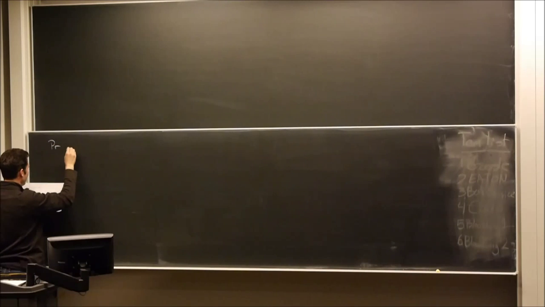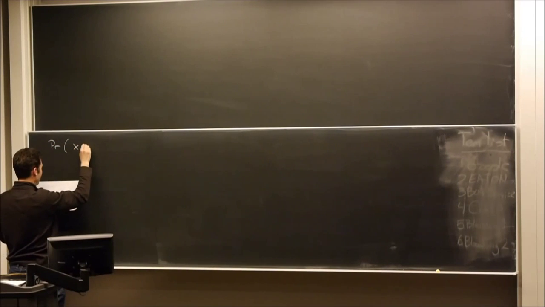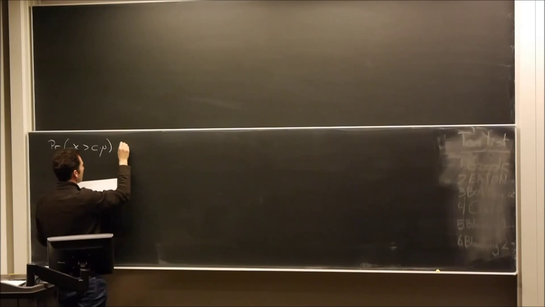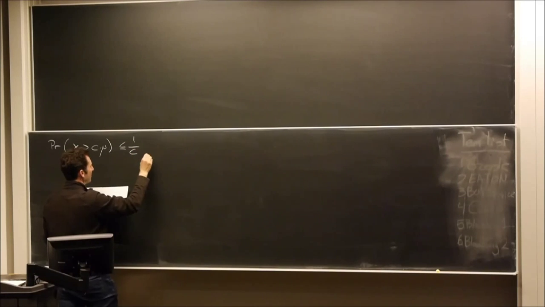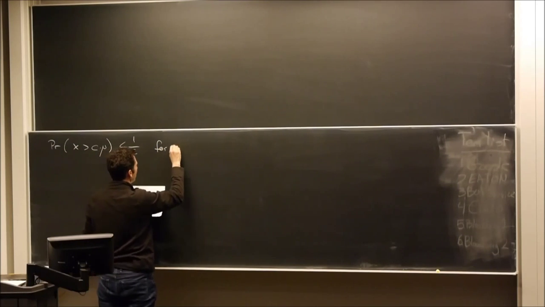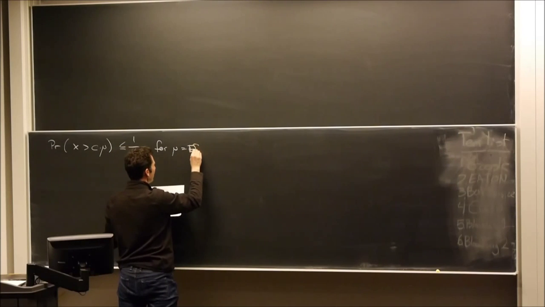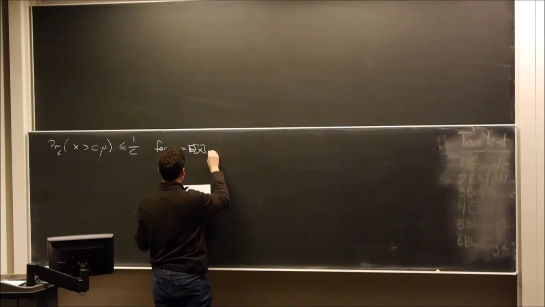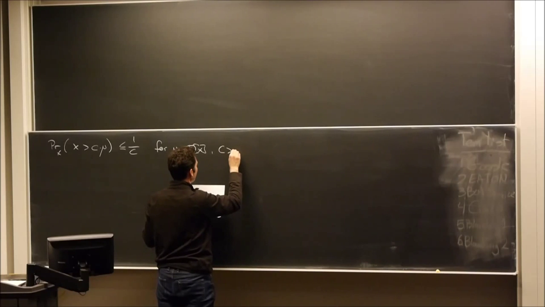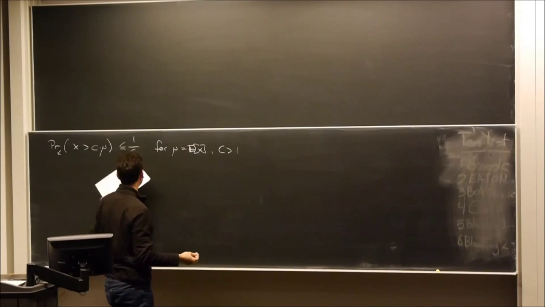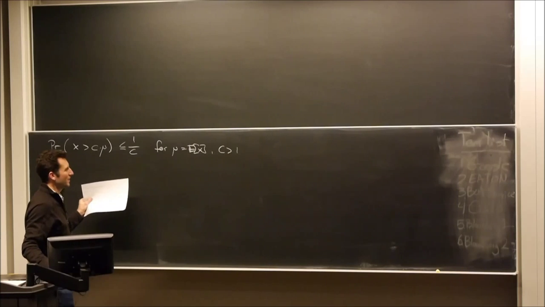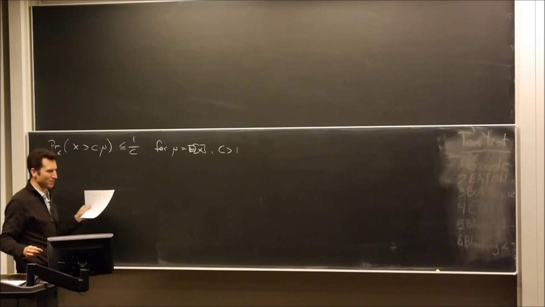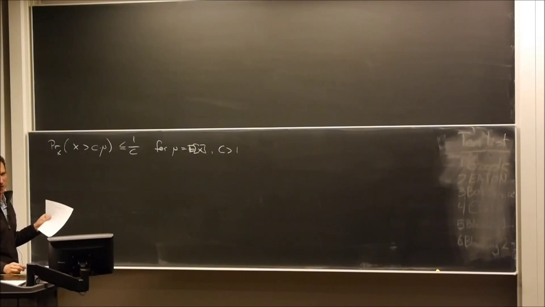So remember what we had is that the probability of x greater than some constant c times mu was less equal than 1 over that constant c, for mu being the expected value of x. So this is really probability over x. And furthermore, c obviously being greater than 1. Otherwise, this bound becomes rather useless. Actually, I would only have to really write c greater than 0, but nobody within his right mind would want to use a bound on a probability greater than 1.